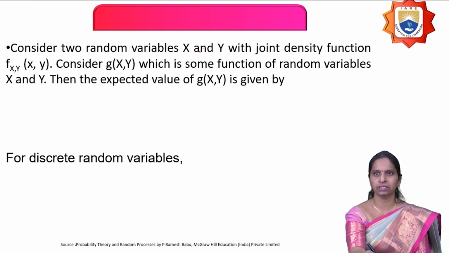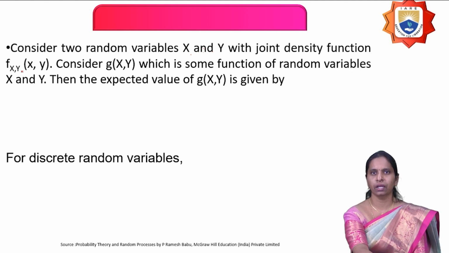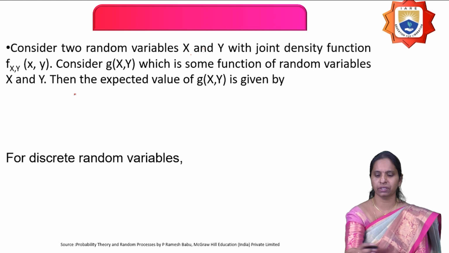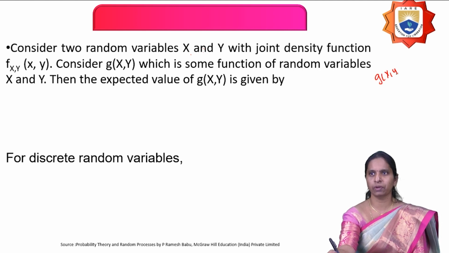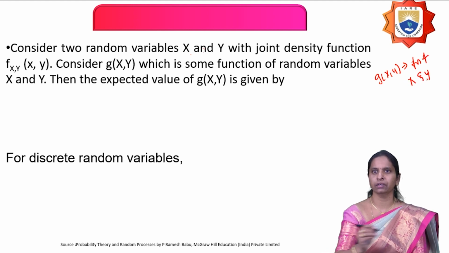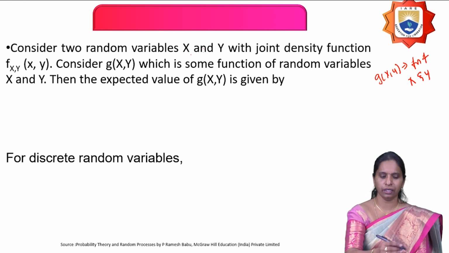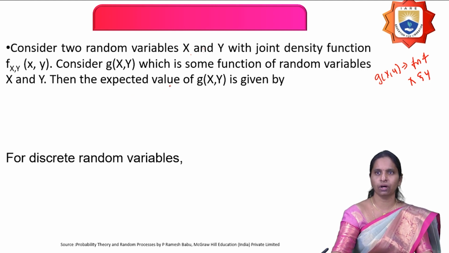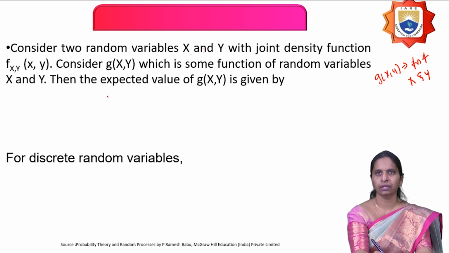So, for example, first consider X and Y are two random variables with a joint density function fXY of x comma y. Now, consider g of x comma y. What is this? This is a function of the two random variables X and Y. Now what you have to calculate is the expected value of a function of the two random variables, nothing but the expectation of g of x comma y.